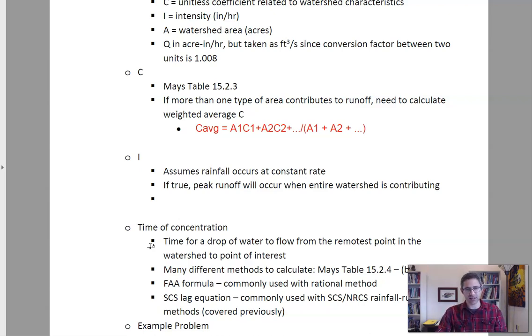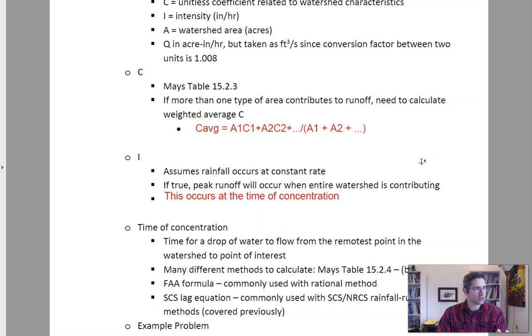So the intensity that I'm going to use, we'll see in a minute, is the intensity that's occurring at the time of concentration. The peak runoff will occur when the entire watershed is contributing. This occurs at the time of concentration. Okay, so what does that mean practically speaking?